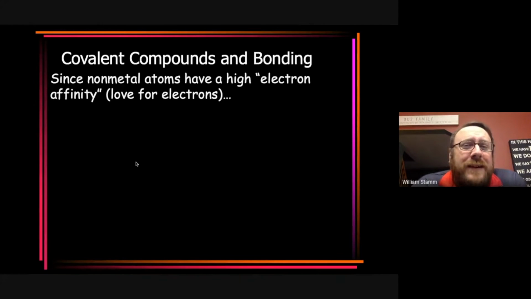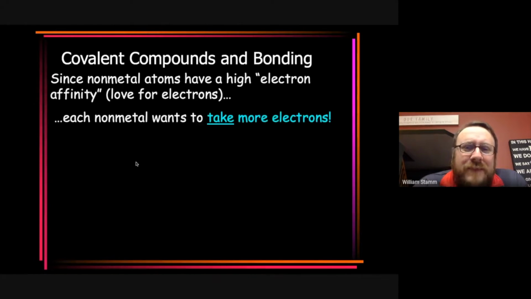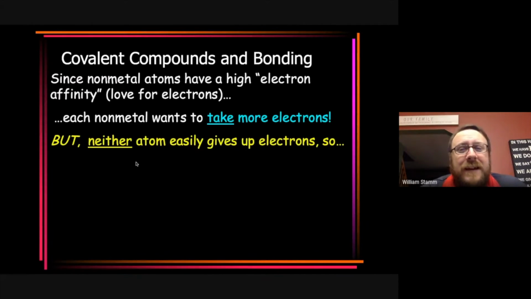And nonmetals have a very high electron affinity. That means they have a very strong love for electrons, if you want to put it that way, which means that each nonmetal involved in the bond, because it's only between nonmetals, wants to take more electrons. They both want to take the electrons. It's not like an ionic bond where the metal wants to give away their electrons and the nonmetal wants to take them. It's totally different. Nonmetals both want the electrons, and that's going to create a situation.